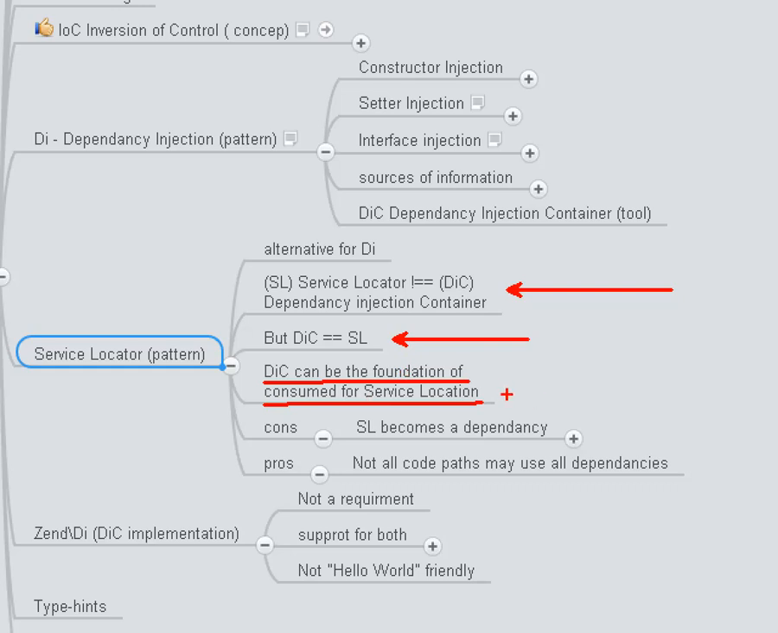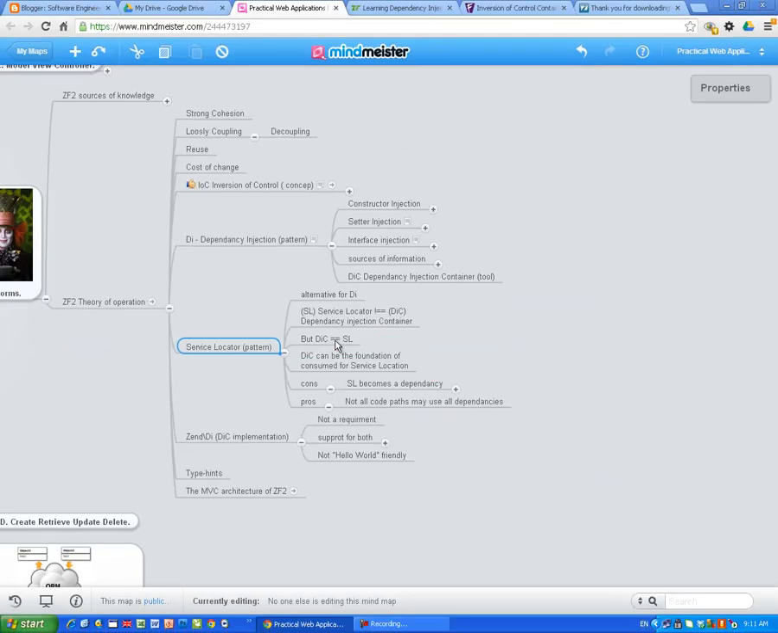Cons. The bad thing is that the service locator becomes a dependency for the object, for the consumer. Pro: not all code paths may use all dependencies. What does that mean? There are use cases when we don't need all the objects necessary for one object in order to assemble it and make it usable. In different use cases we will need a different set of objects, and the service locator allows us to fulfill these use cases. For example, we can create fewer objects and make the object we are assembling work for a given use case. We don't need everything. Okay, this is very briefly about the service locator and dependency injection design patterns.